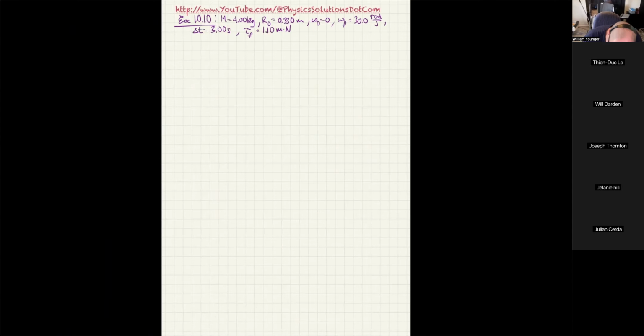So I'm going to draw the situation we have. So here is our pulley, like that. We have acting on it a frictional torque.